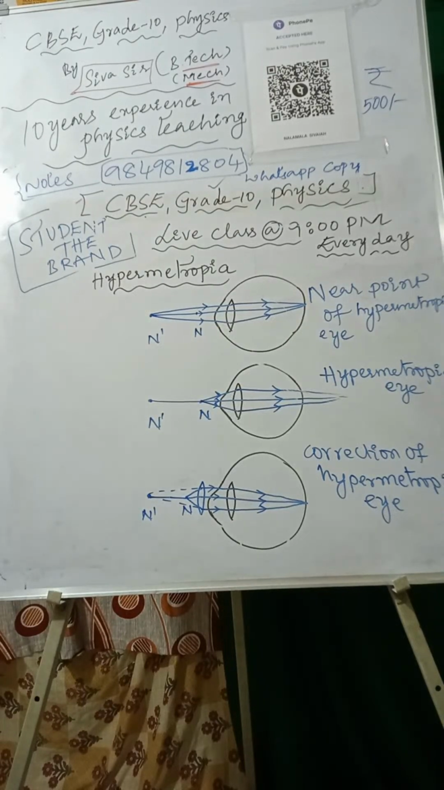So today I'm going to discuss human eye and the colorful world. In the previous live class, I explained about defects of vision, myopia and hypermetropia, but we discussed human eye parts also.